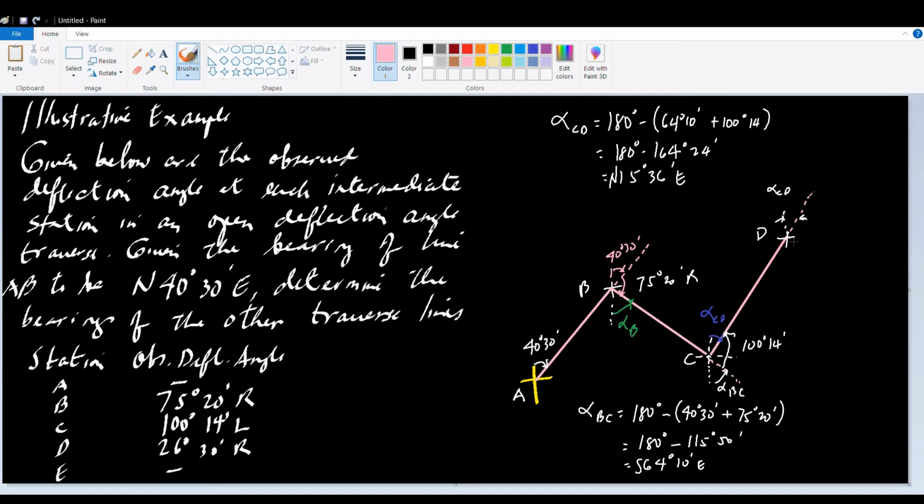So clockwise angle. It is a clockwise angle. There. So that should be somewhere there is our station E. So what do we want to know here at station D? We want to find this angle, which is alpha of DE.